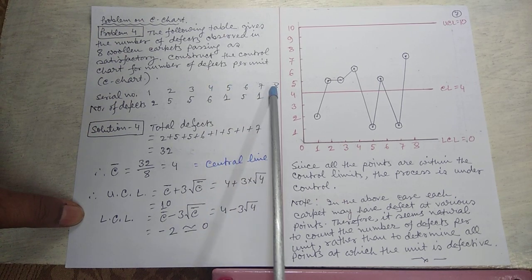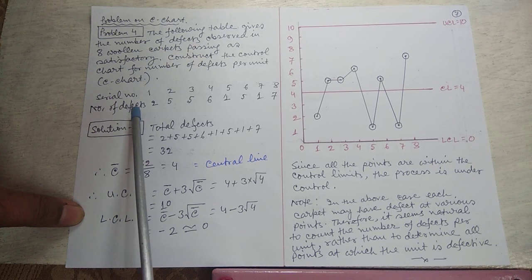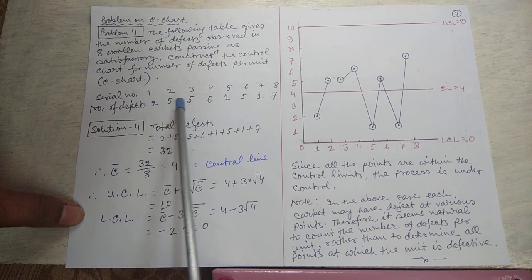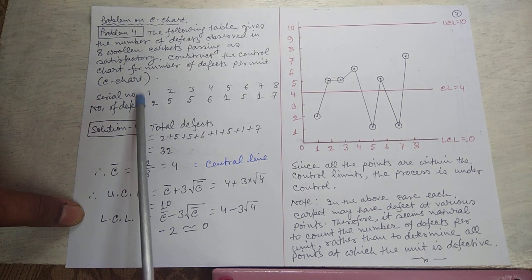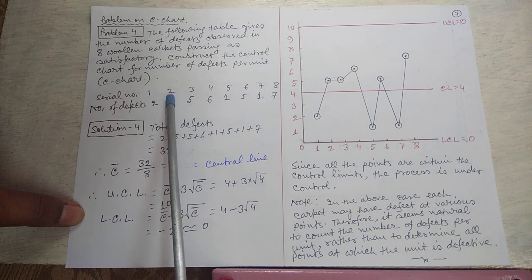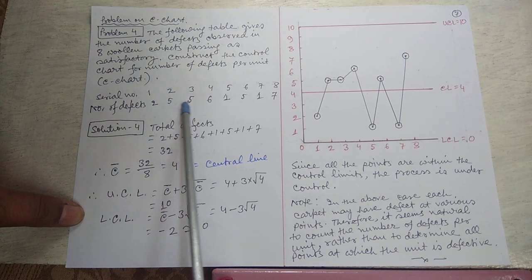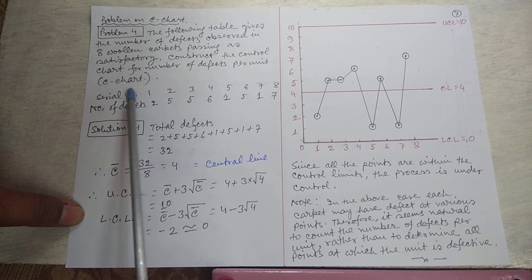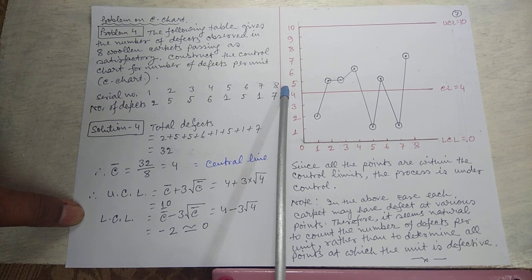So 8 carpets were observed and number of defects was given, that is 2, 5, 5, 6, 1, 5, 1, 7. So there are 2 defects for carpet number 1. There are 5 defects for carpet number 2. There are also 5 defects for carpet number 3. In this way, there are several defects for each carpet.